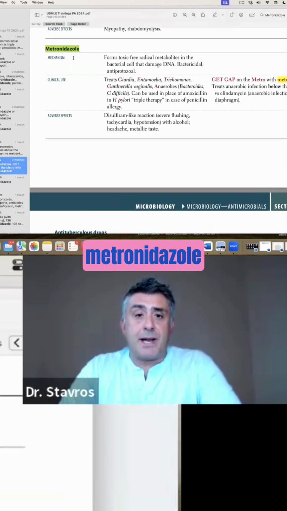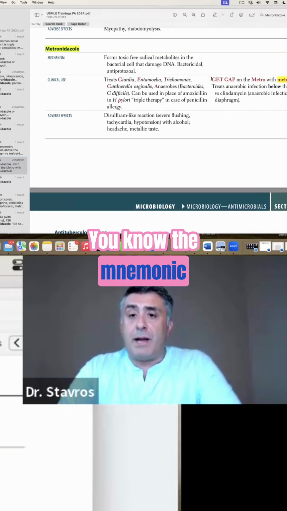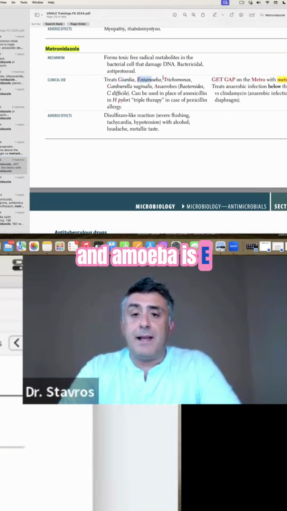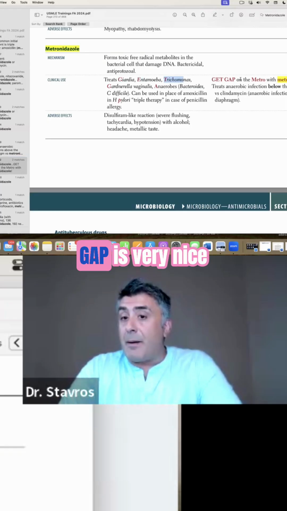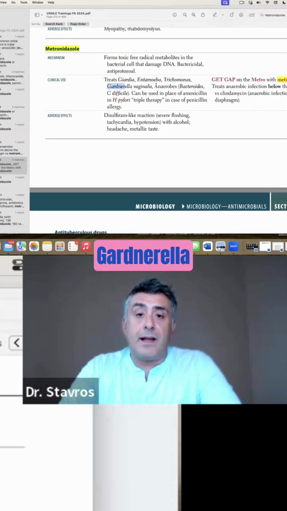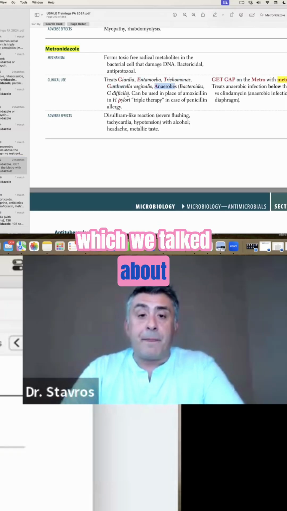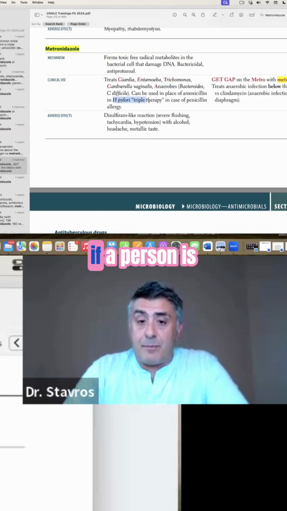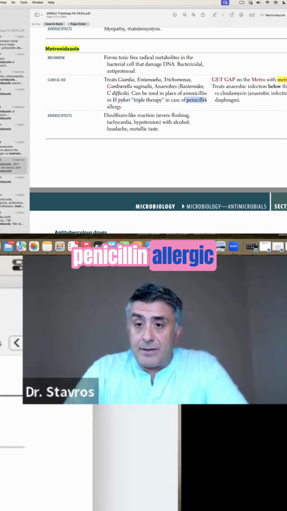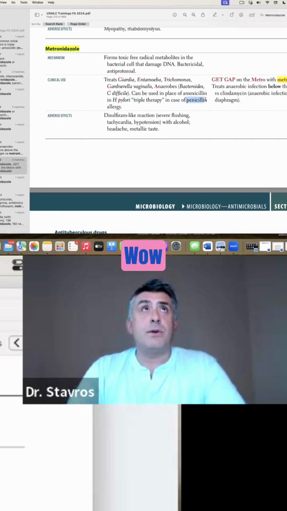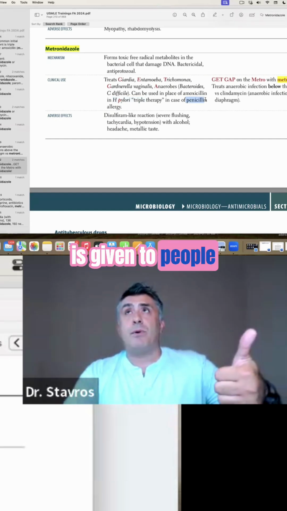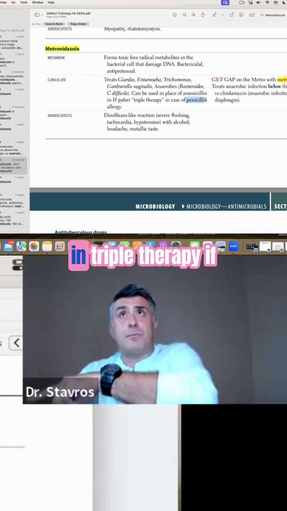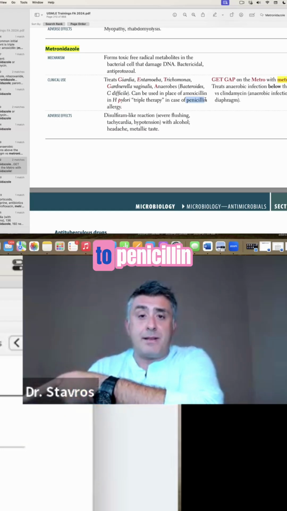In this case, metronidazole, you know the mnemonic GET GAP. G is Giardia, E is Entamoeba, T is Trichomonas. GAP is very nice to know: Gardnerella, anaerobes, which we talked about. And you know what? In H. pylori therapy, if a person is penicillin allergic, you give Metro instead. Wow. So you know, doxy is given to people who have penicillin allergies. We give Metro in triple therapy if they are allergic to penicillin.